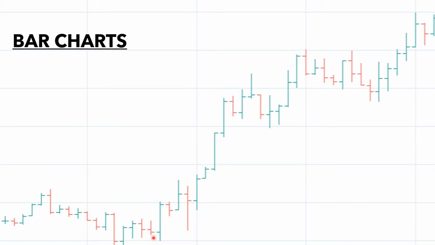When you break down the bar, you can understand that on the left this is the opening price, and on the right is the closing price. Down here is the lowest price reached within this time period, and up here is the highest price reached within this time period.